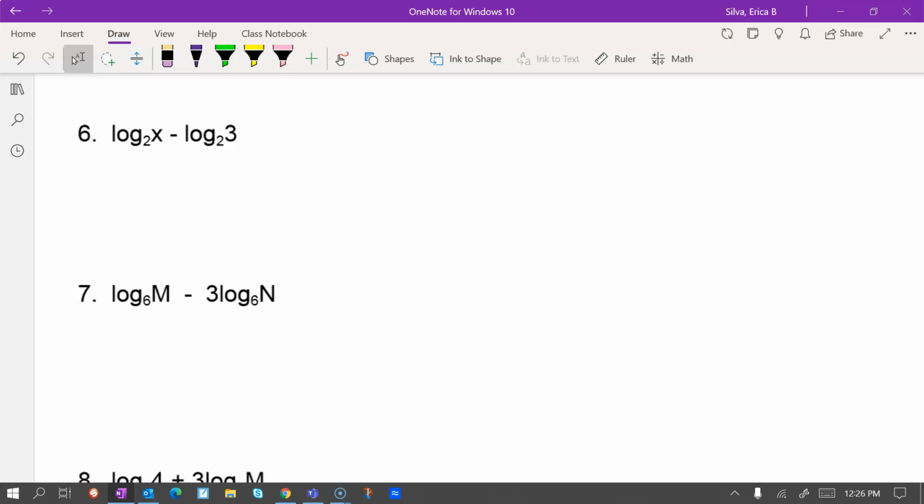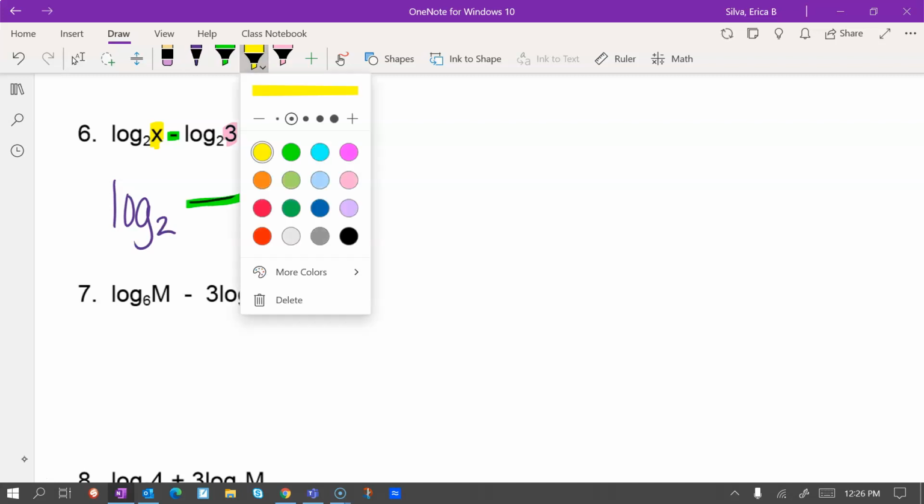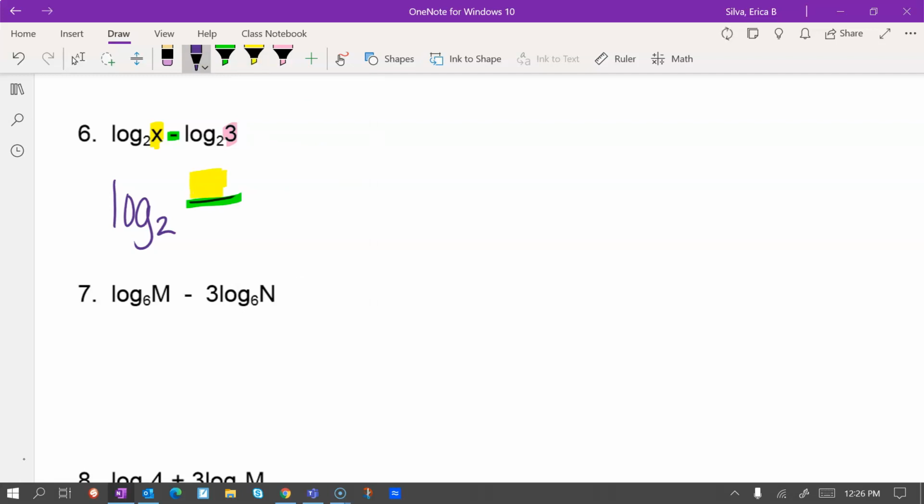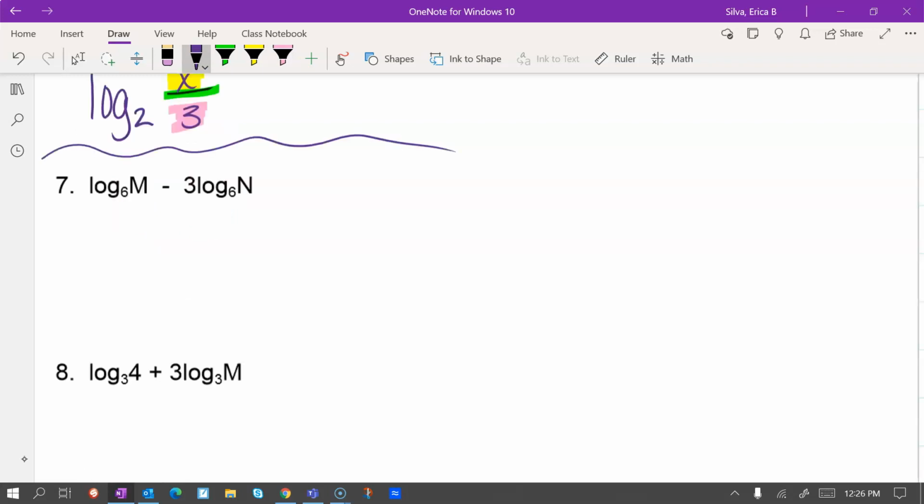Let's look at the next one. The next one we are subtracting, which means we're going to be dividing these numbers. So let's go ahead and write down our log base 2. We'll put that division sign. My first log stated will be my numerator, and the second one is going to be my denominator. Okay, go ahead and you try this one.